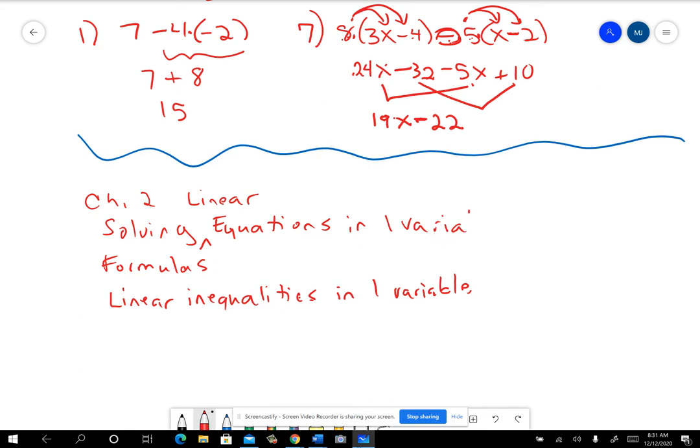Where in chapter 3, you were dealing with 2 variables. So that's where graphing and all that started. So we did solving linear equations in one variable, solving linear inequalities in one variable. We also had the ands and the ors problems. Okay, so chapter 2, that has the most problems.